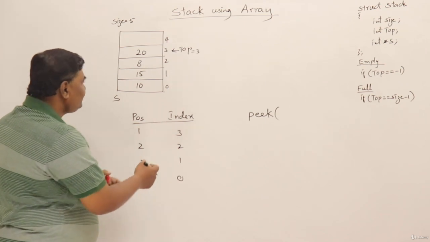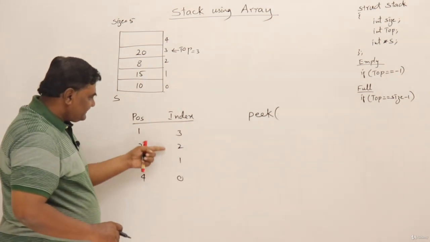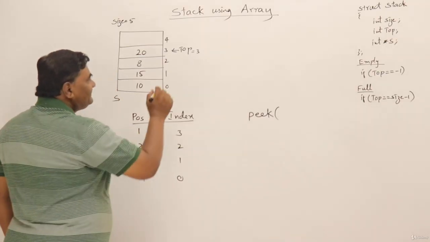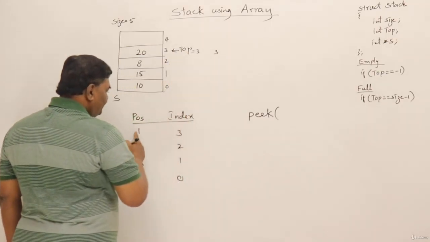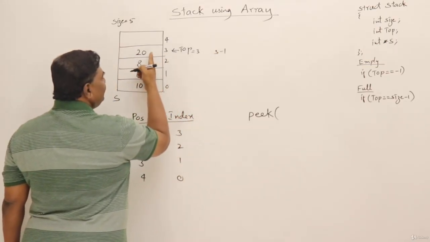How can I obtain this? I think the top pointer can help me find the indices. For position 1, I want index 3. How is it possible? See, top is 3. From that, if I subtract 1, so actually I want the index 3 here, right?